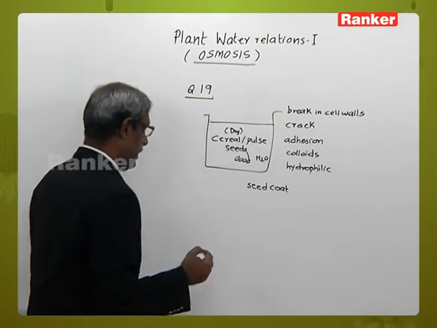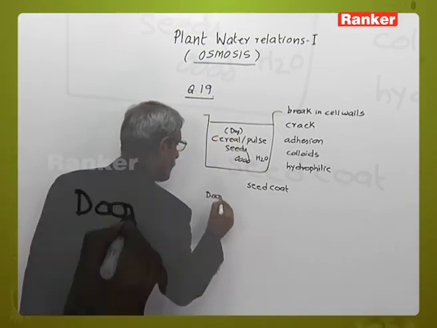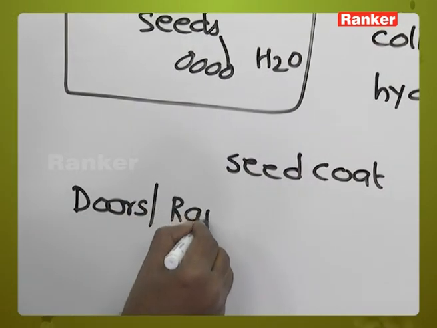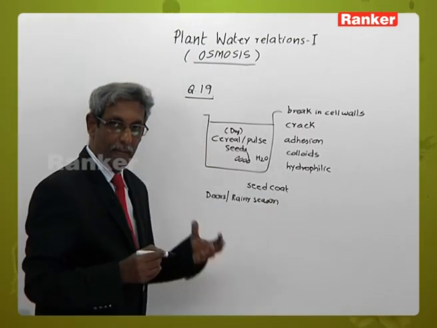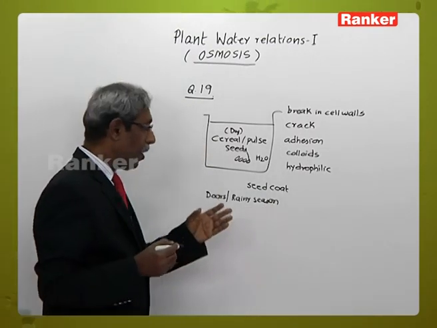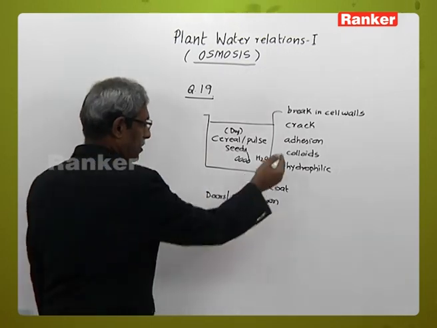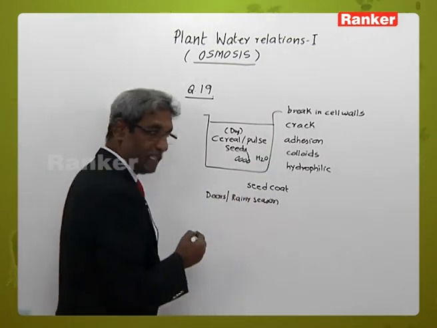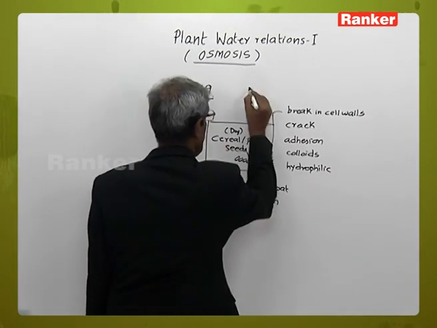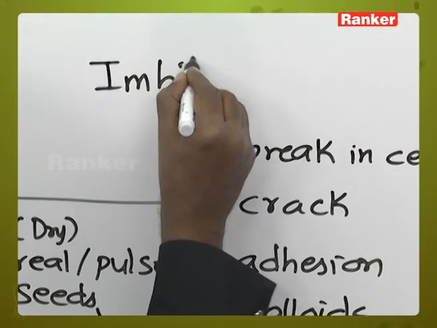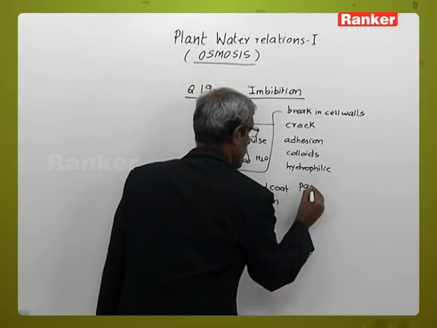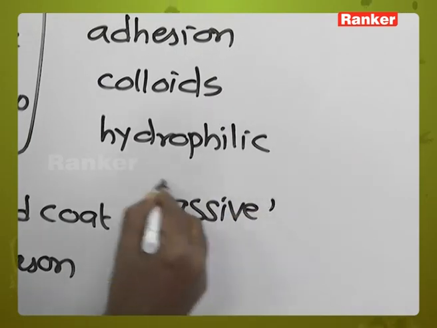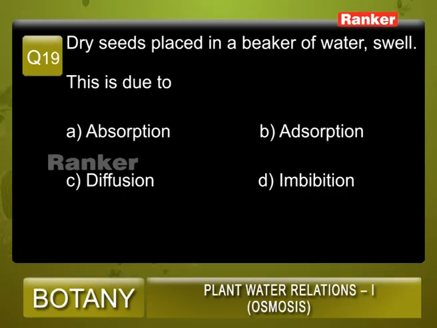The same is true with relation to doors during the rainy season. Doors will primarily swell and crack. So, this process of taking in water by adhesion due to the presence of colloids is predominantly termed as imbibition. Now, imbibition is a passive process when compared to osmosis. It is a passive process. Hence, the right answer is D.